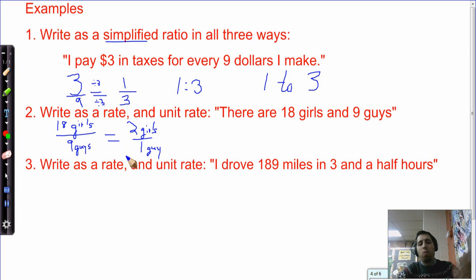We wanted to find out what's our denominator of 1. How do we get a denominator of 1 here? Well, we just had to divide by that denominator. We said 9 divided by 9 is 1. I need to also divide that numerator by 9. So we get 2 girls for every guy.